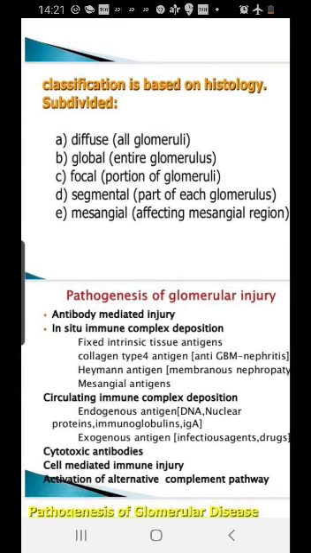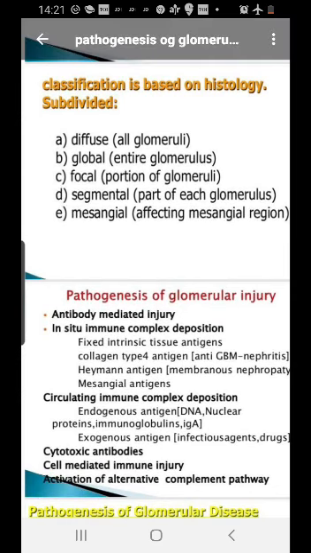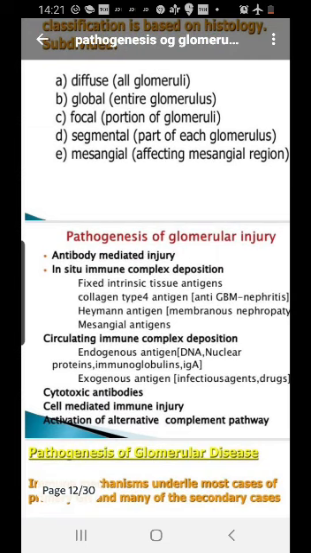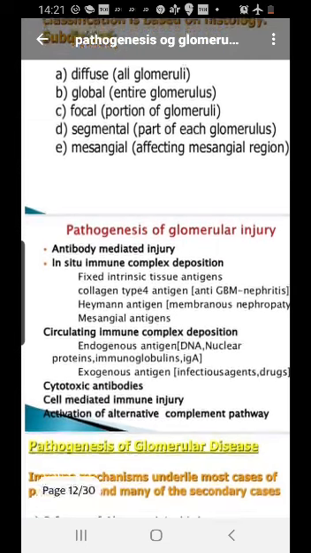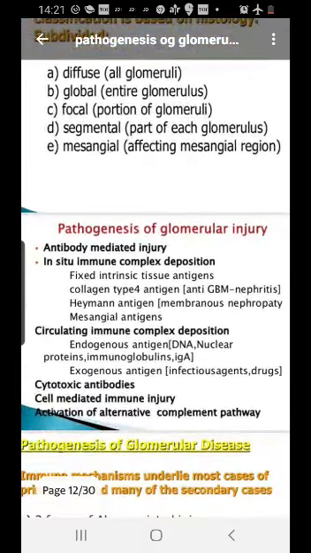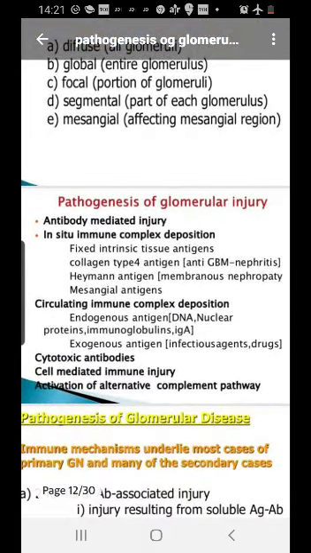Then focal means a portion of the glomeruli, like out of 20, only 5 of them are involved, not all 20. So that is known as focal, portion of the glomeruli. Then segmental is part of each glomerulus, means all the 20 are involved, but only a part, less than 50%, is involved. So mesangial is when the depositions are in the mesangial region. Now you know where is the mesangium.